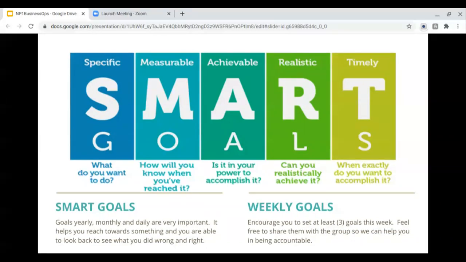And essentially, SMART goals are specific: what do you want to do? They're measurable: how will you know when you've reached it? They're achievable: it's within your power to accomplish it. It's realistic: can you realistically achieve it? And then it's timely: when exactly do you want to accomplish it?